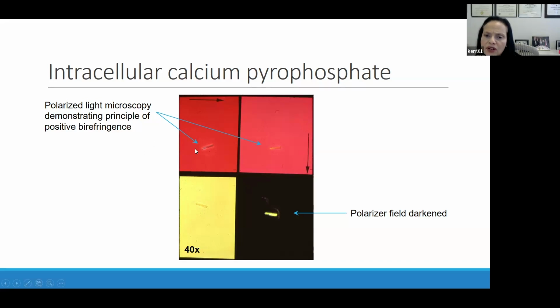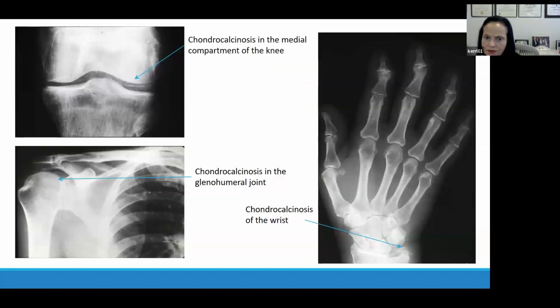And when you put on the polarizer, again, when its long axis is parallel to the axis of the polarizer, it has the blue-purple color, which is the definition of positive birefringence. When you change the polarizer to perpendicular, it loses the color, again, cementing the diagnosis of a positively birefringent crystal, CPPD pseudogout.